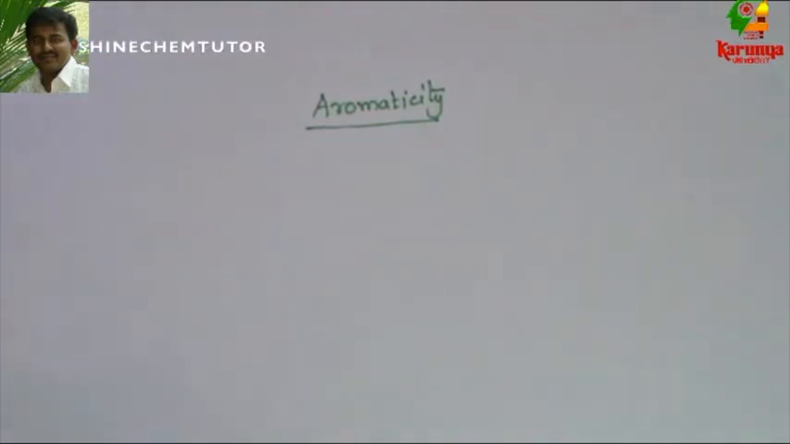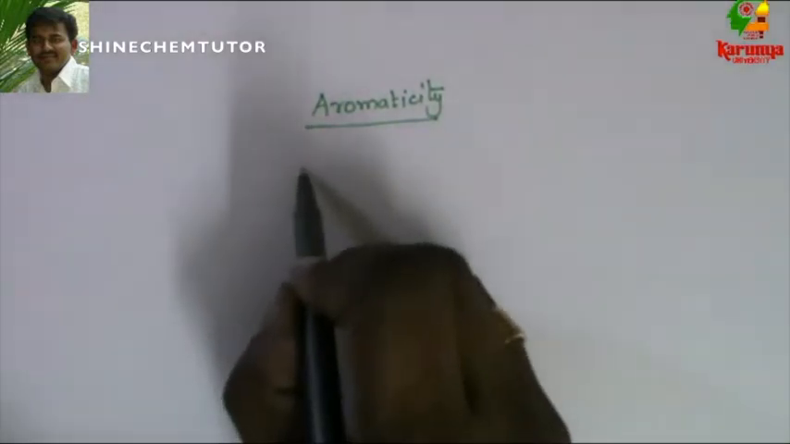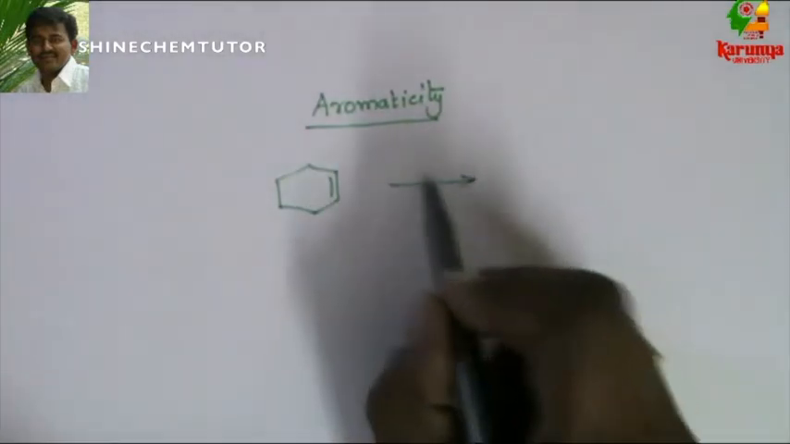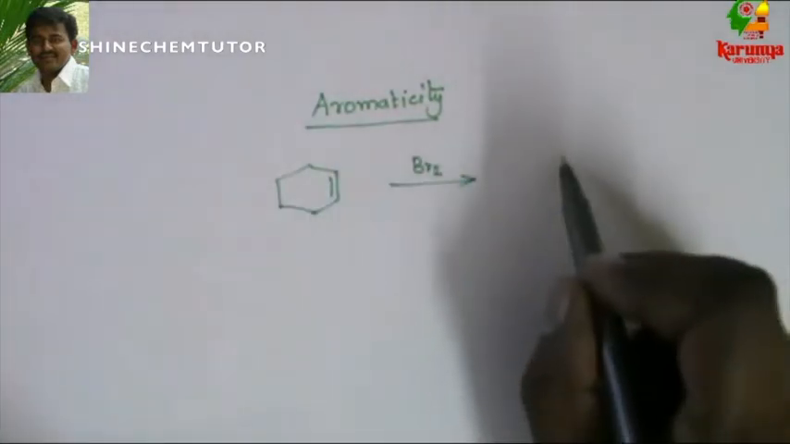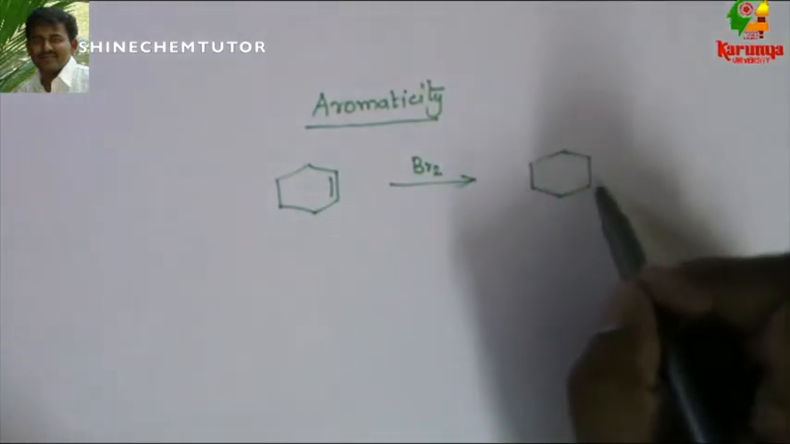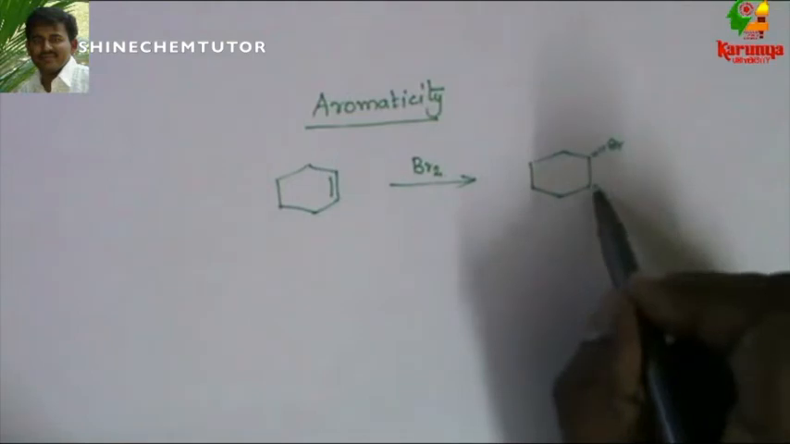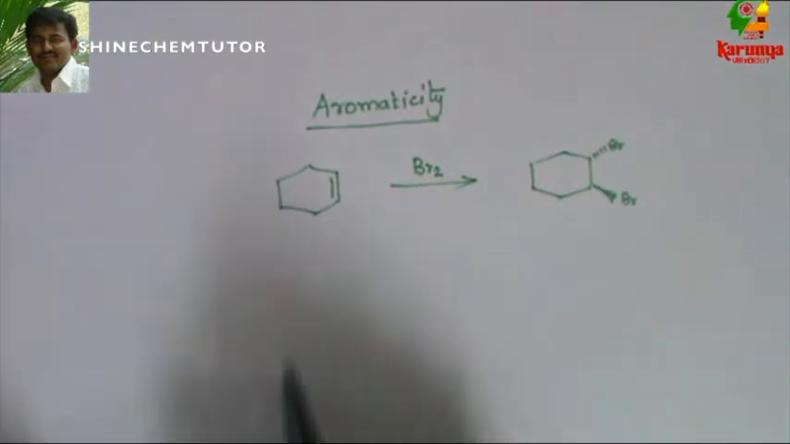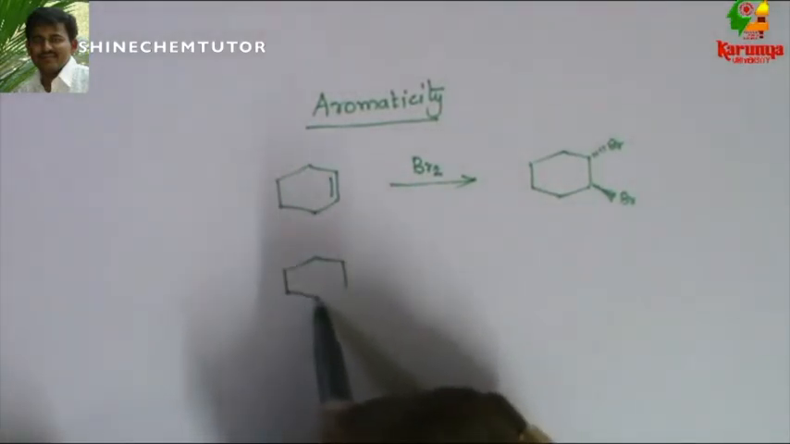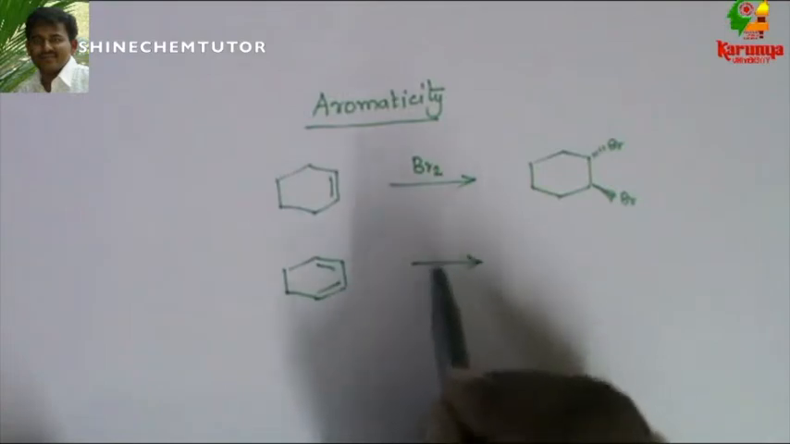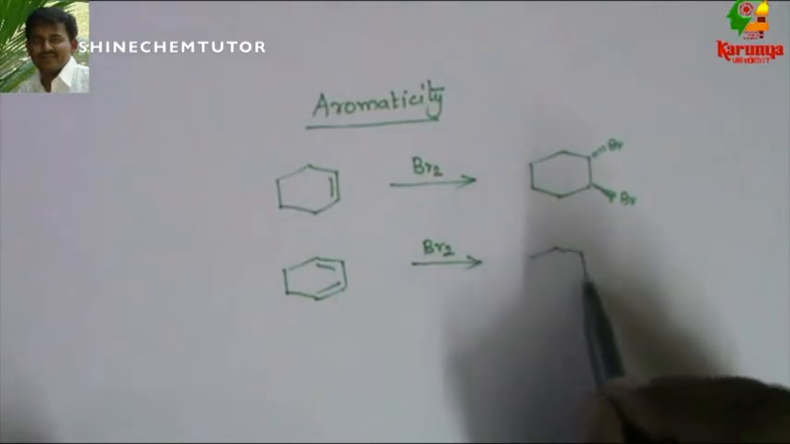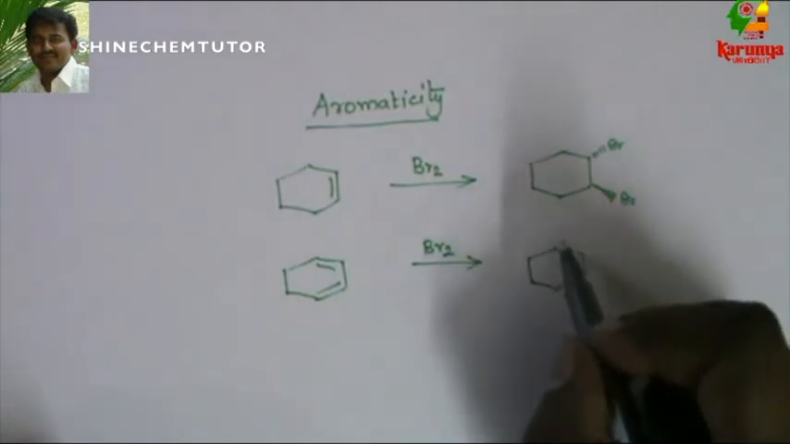Today we are going to study the topic of aromaticity. First, let us take this compound, cyclohexene. If I add bromine to this, what I get is a dibromo compound. Okay, let us go for another compound like this, a diene. If I add bromine, depending on the condition, I will get two products.